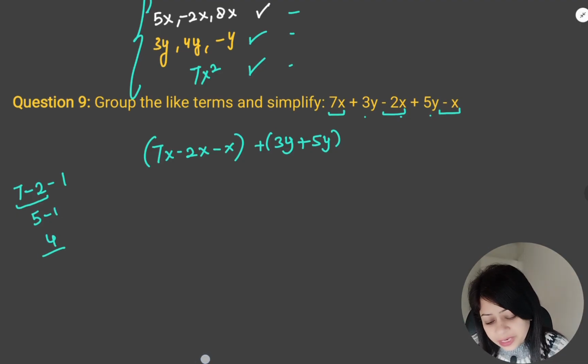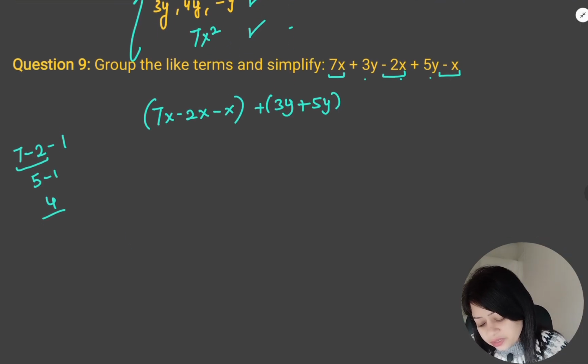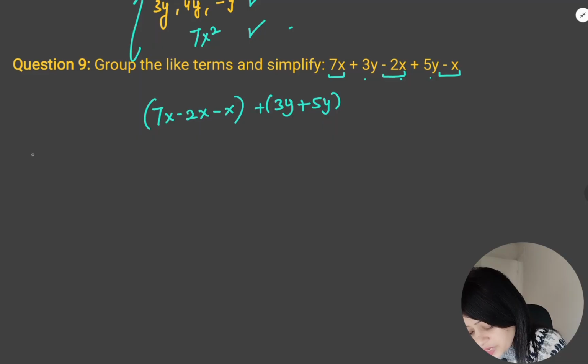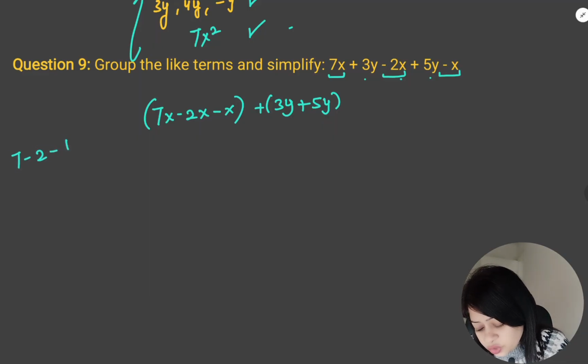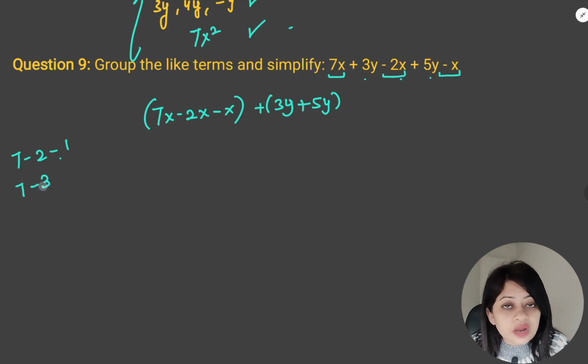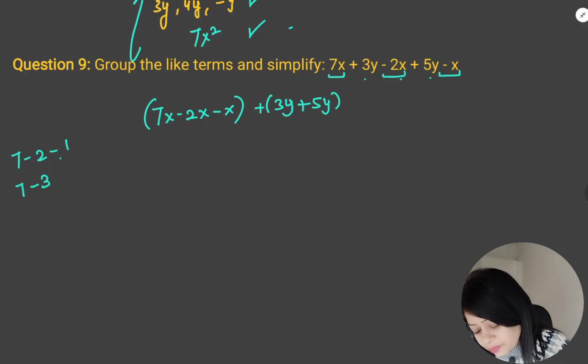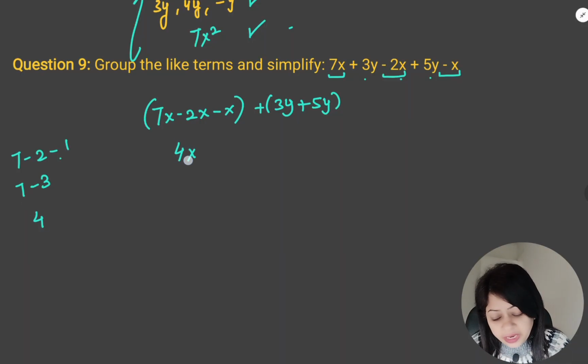The first method is this, that you go left to right. Another method is, if you have 7 minus 2 minus 1, you see the signs. Minus 2 and minus 1 have the same sign, right? So minus 2 minus 1 is minus 3. You just solve them first. Now what is 7 minus 3? 4. So this is 4x, right?